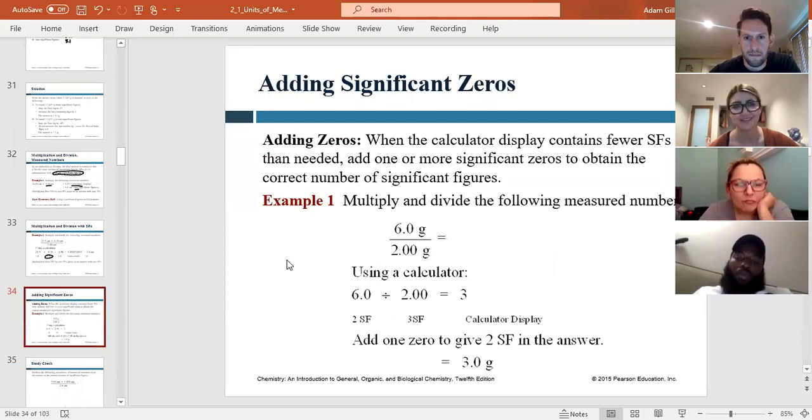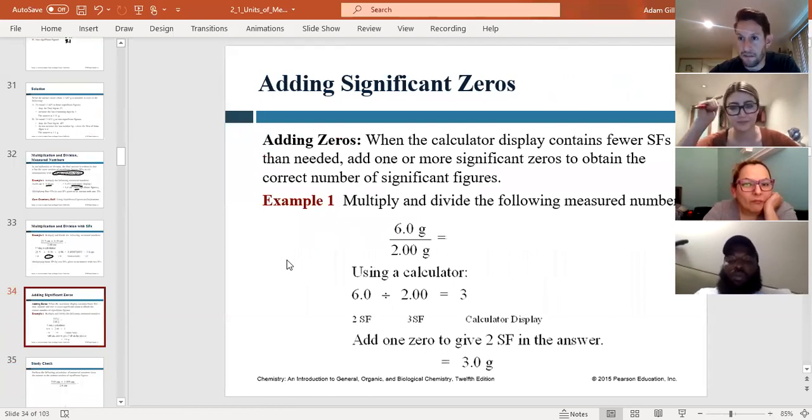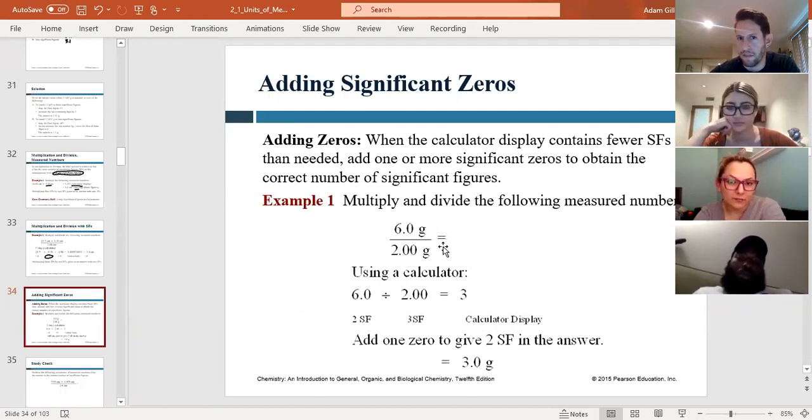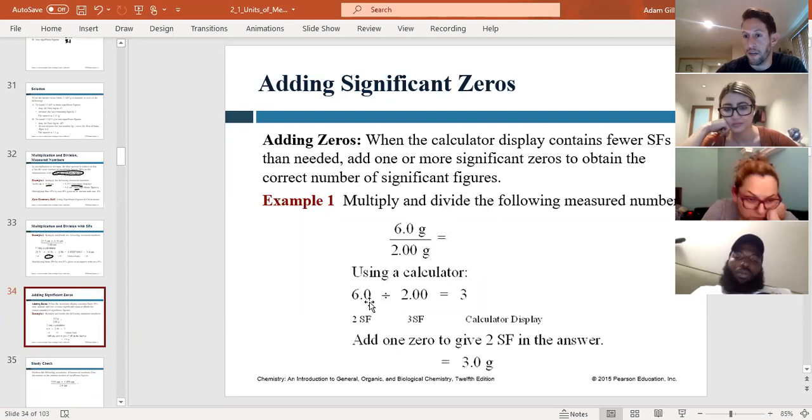Sometimes you have to add zeros to make sure the sig figs match up. This is a weird technicality. Let's say you have 6.0 divided by 2.00. What's our lowest number of sig figs? 1. Actually, 6.0 has 2 sig figs because there's a decimal. Oh, right, sorry. No, it's okay.